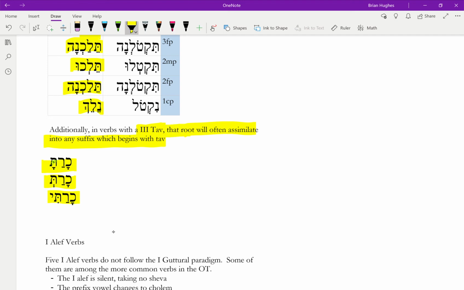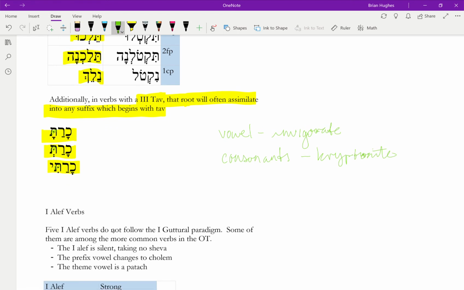We haven't learned a ton of third tavs, but taking some time, and this is why we spent time talking about how to figure out if a shewa is vocal or silent, and particularly if a dagesh is strong or weak. Remember, if it's preceded by a vowel, vowels invigorate dageshes, so they make a strong dagesh, whereas consonants are kryptonite. They make a weak dagesh. So, knowing that, and then doing the detective work, okay, why would I have two tavs here? Aha, it's from karat. Okay.